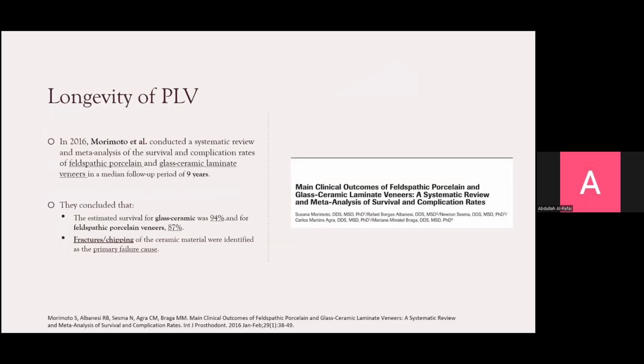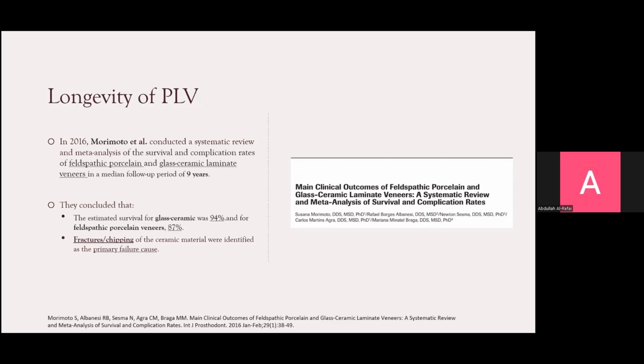Now, in 2016, Morimoto et al. conducted a systematic review and meta-analysis of survival and complication rates of both feldspathic porcelain and glass ceramic laminate veneers in a median follow-up period of 9 years. They concluded that the estimated survival of glass ceramic veneers was 94%, and for feldspathic porcelain veneers, it was 87%.